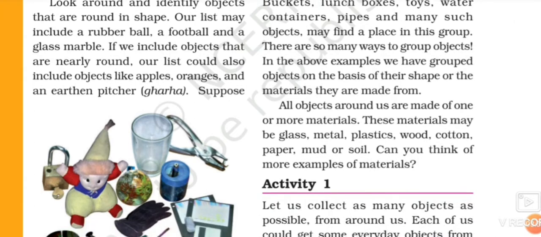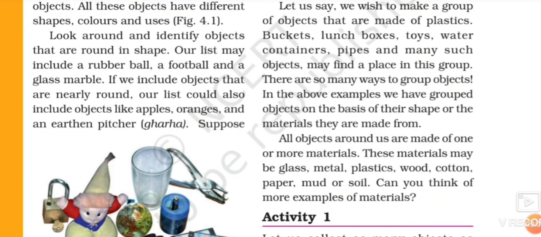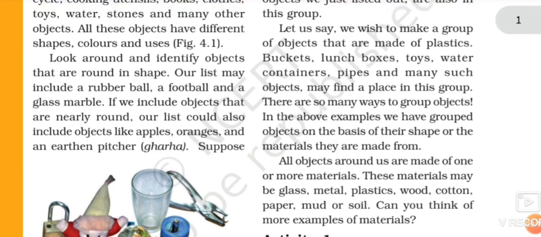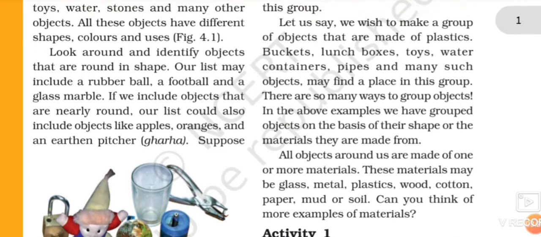Our list may include, if we collect round shape objects from these pictures, a rubber ball, a football, and a glass marble. These all three things are man-made, and none of them are eatables, but they are round in shape. That is a rubber ball for playing, a football or big ball, and also a glass marble. If we include objects that are nearly round, our list could also include objects like apple, orange, and earthen pitcher, that is a gara, to fill our water.